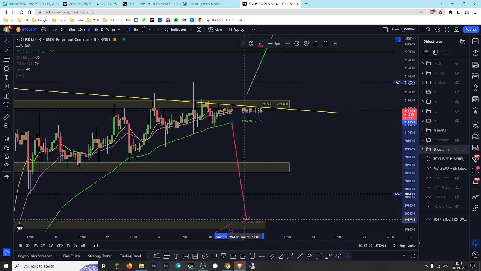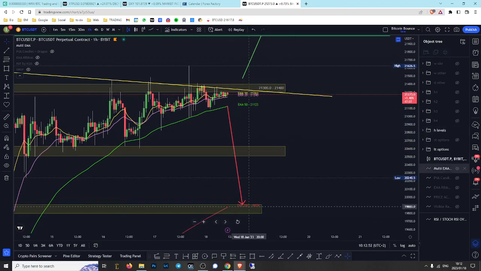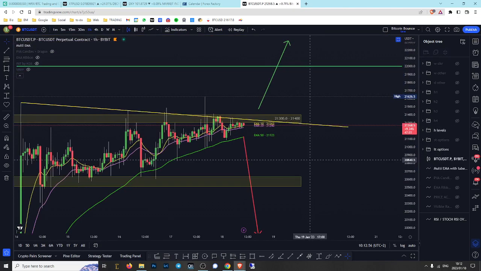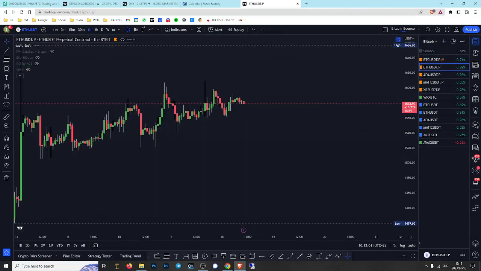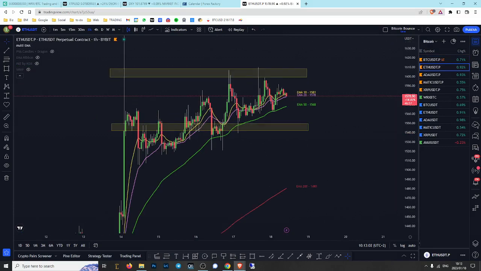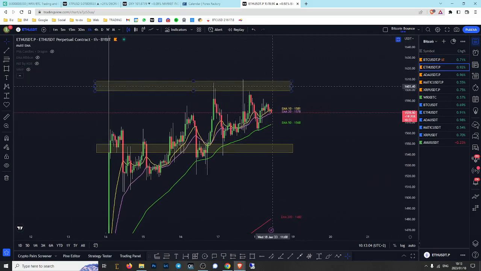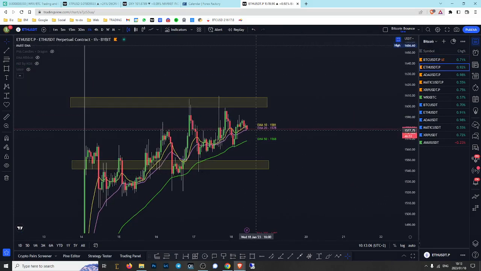Maybe that's then the big break that we were expecting, to be able to buy Bitcoin back down here and trade it back up to this 21 target. So that's it for Bitcoin. Ethereum, also we're trading within these two zones at the moment, and it's kind of in the middle of nowhere.